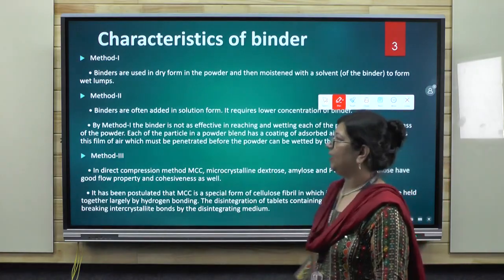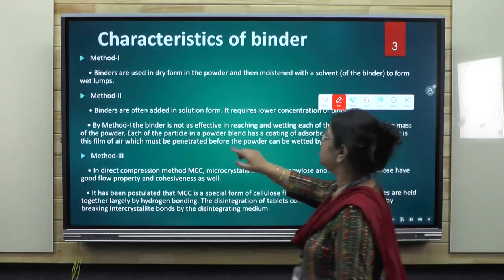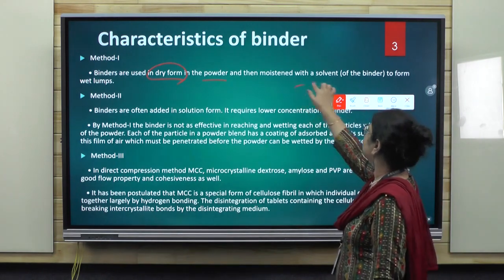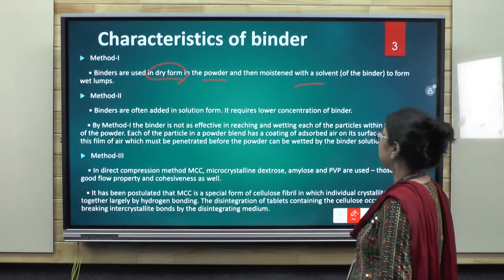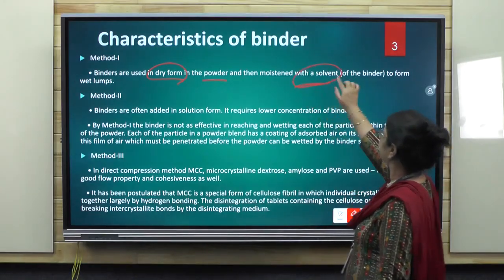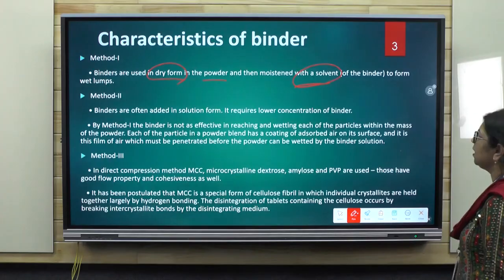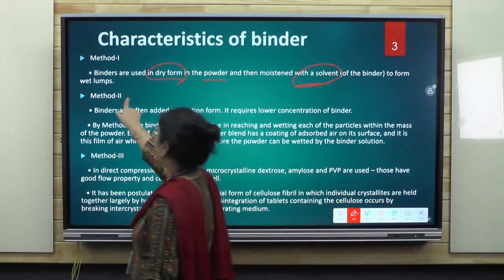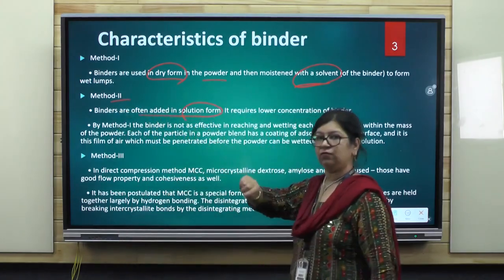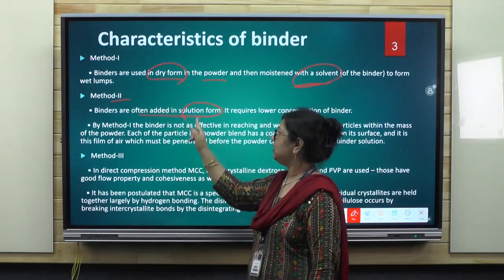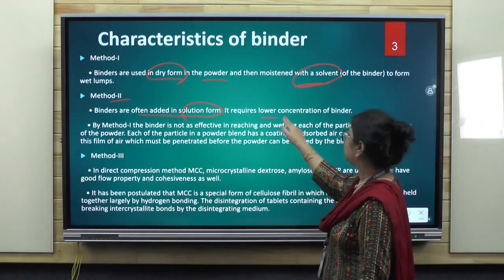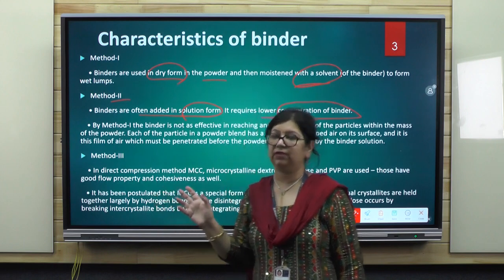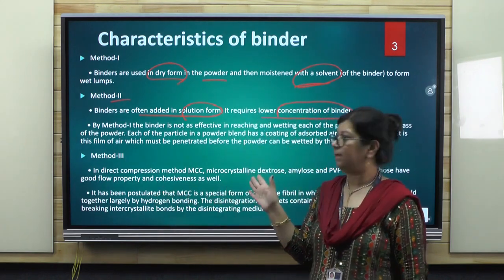So now, characteristics of binder. Method 1: binders are used in dry form in the powder and then moistened with a solvent. So always a solvent is used with the binder to form a wet lump of the drug mixture. And method 2 is binders are often added in solution form. So first one, they can be added in dry form, and second, they can be added in the solution form. And it requires a lower concentration of the binder. If we are going to add it in the solution form, definitely we need a low concentration of the binder.